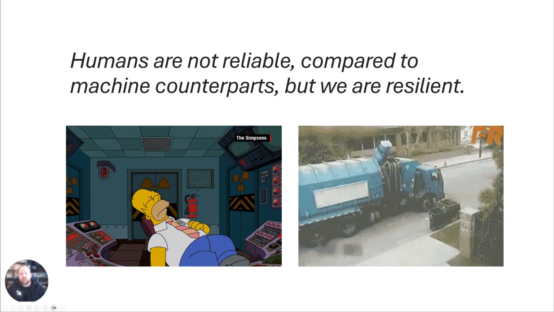So humans, especially with our modern obsession with AI, you'll hear, oh, humans aren't good at this, human error is the greatest source of error, etc. It's important to remember humans are not necessarily reliable. Machines have high reliability, but we are extremely resilient where machines are not resilient. And that's kind of the distinction that's important to make there.